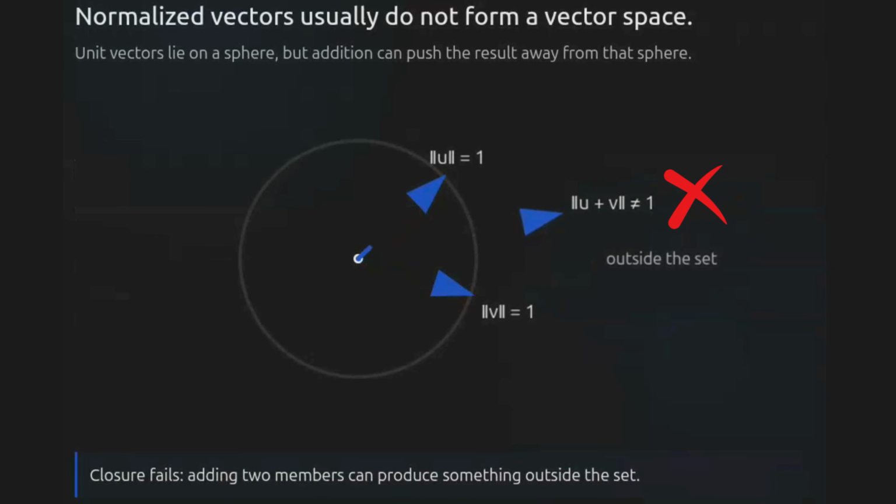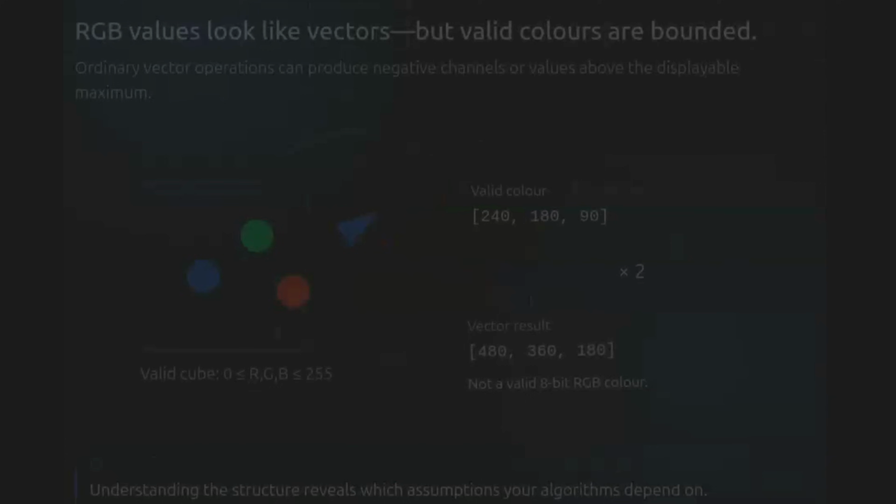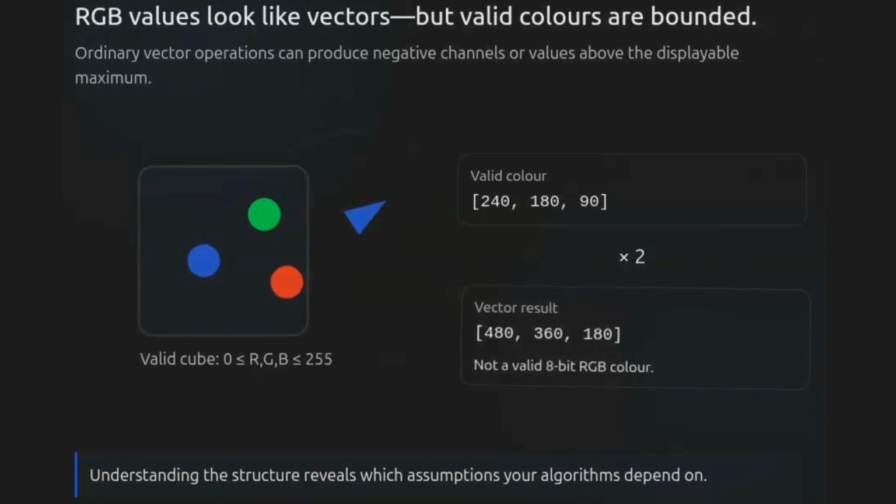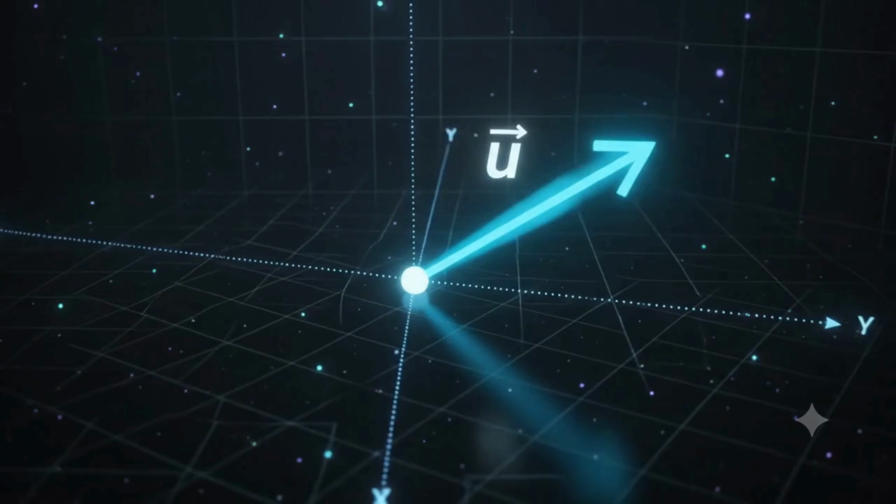Take valid RGB colors. Add them. The result is outside the valid RGB range from 0 to 255. So valid RGB colors do not form a vector space under ordinary addition. Looking like an array of numbers is not sufficient.